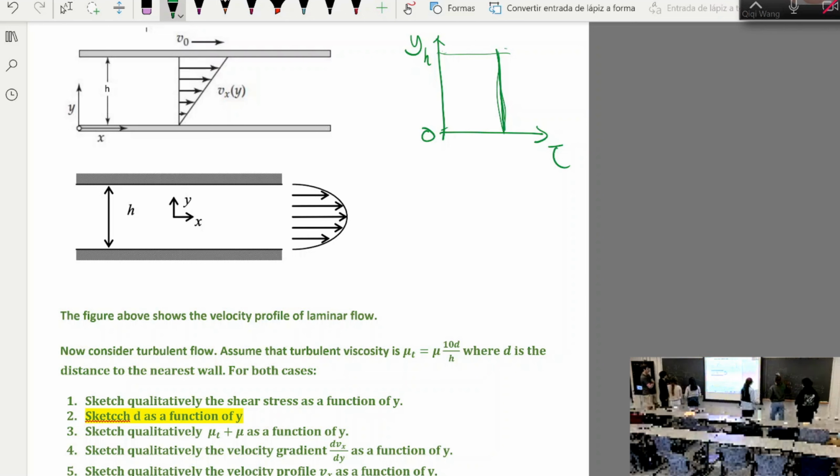Okay. So how did you get dv/dy? A derivative of a linear line. No. So these plots are for laminar flows, right? Oh, okay, yeah. So we were basically just considering that. Don't. These are just the first sketches of what the problem looks like. The figure above shows the velocity profile of a laminar flow. Now you want to consider turbulent flow.